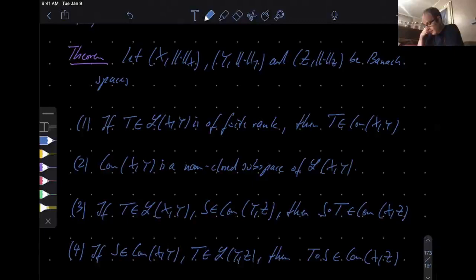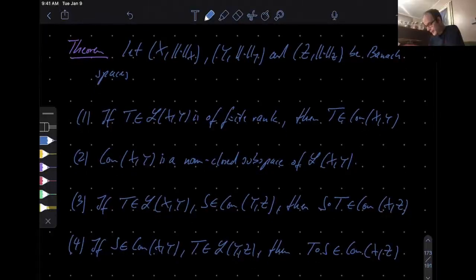All right. Now the first statement that we will discuss, that is to say that we will prove, is the theorem displayed here, the basic algebraic properties of compact linear transformations. So if you have three Banach spaces here, then the first one, a statement I already explained why this is true in the last video: if you have one of finite rank, so the finite rank linear transformations are those for which the range is finite dimensional, then that thing is compact. Number two, that's important, it is a norm-closed subspace.